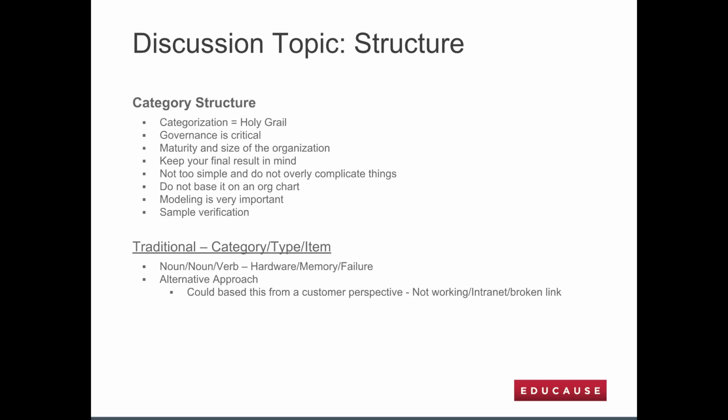I'm jumping to the next section. Is the traditional... I have the category, type, and item, which is kind of a traditional structure for classification. With that, the structure is a noun, noun, verb, right? It's a PC, it's a keyboard, and it's broken, right? That's your noun, noun, verb. Very simple. In my environment, that works very well.